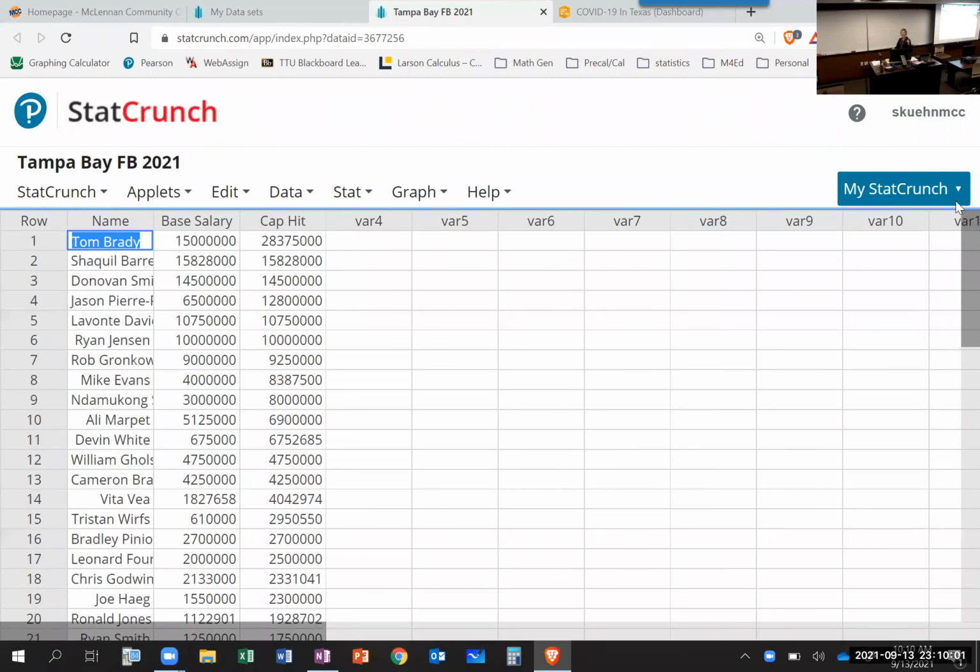Now, who is at the top of that list? What name do you see there? Tom Brady, right? Who can tell me about Tom Brady? He's the most paid. I think he is. He's really highly paid, right? Yes? Okay. Since we're in StatCrunch, it's hard to see what that number is without commas in it, because there are so many zeros. So it looks to me like he has a base salary of $15 million.